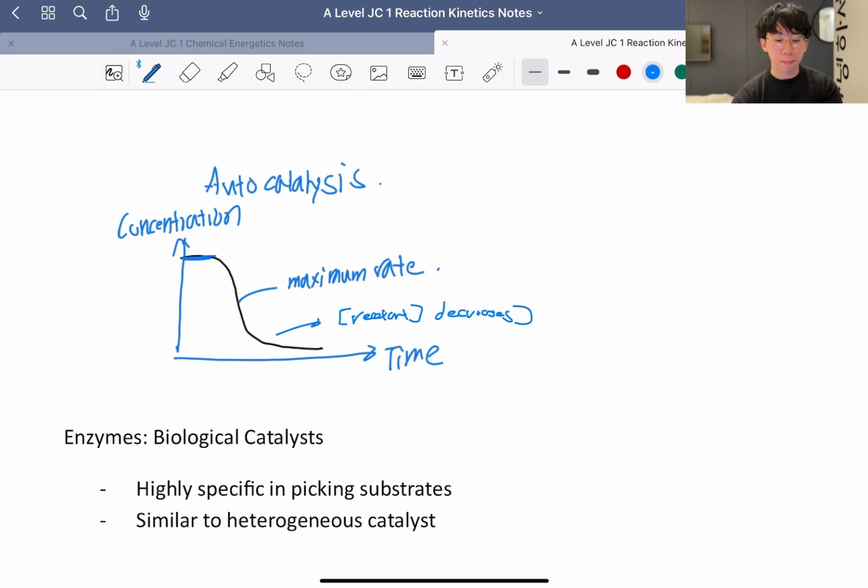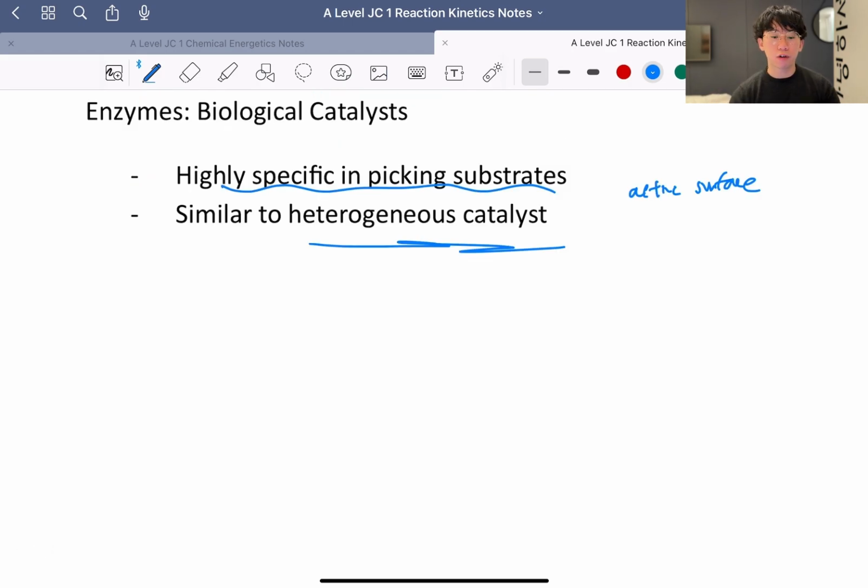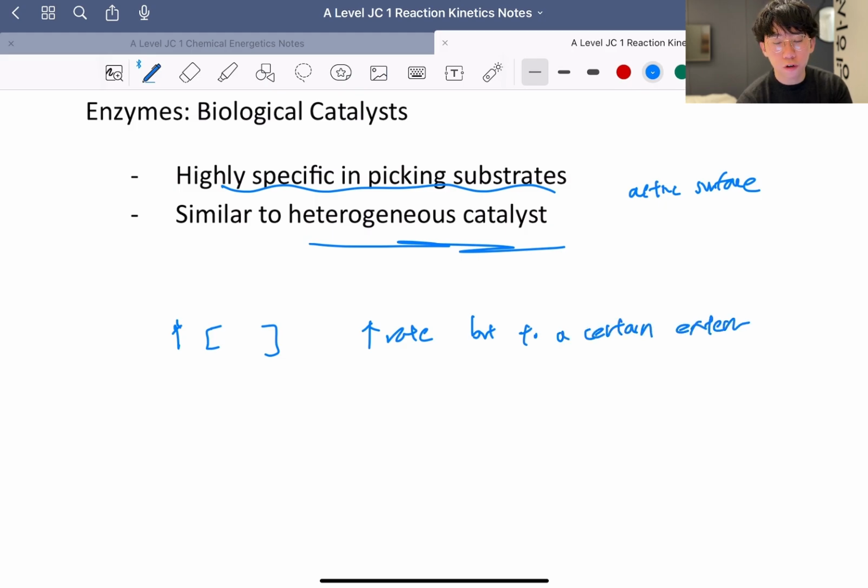They are highly specific in picking your substrates, and in that sense, they are quite similar to your heterogeneous catalysts, where they have active sites and act as a sticky surface for your substrates, or what you call your reactants in the biological system. And through the use of enzymes itself, you're able to attain a fast enough reaction rate in your biological systems. Do take note for enzymes itself, as you increase the concentration of your reactant, the rate would increase, but to a certain extent, because of the saturation of your active sites.